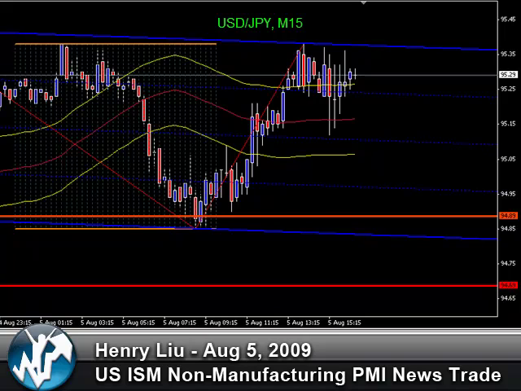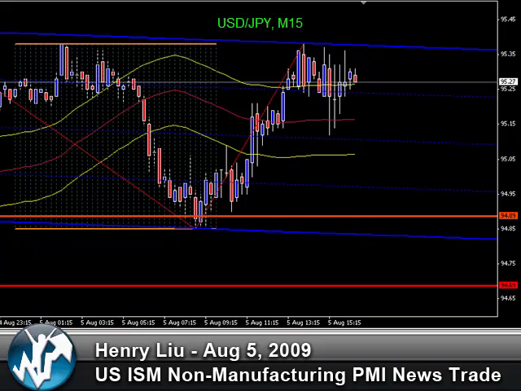So if we get something above 50, in the area of 50.5, that would be good for the US dollar. And if we get something 2.5 points less, such as a 45.5 release number, then that would be bad for the US dollar.